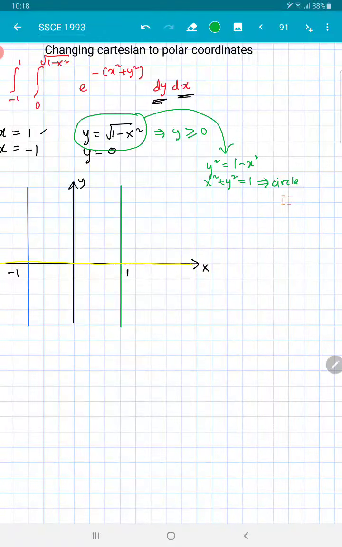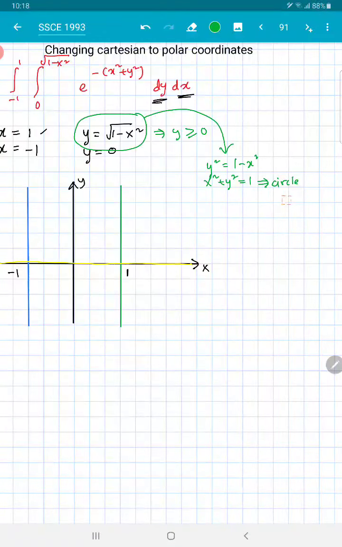Now let's get the limits for theta and r. First, the limits for theta. Remember, theta is measured from the positive x-axis, and we draw an angle from here in the anti-clockwise direction. As you can see, it stops on the negative x-axis. So theta starts from the positive x-axis, which means theta is 0, and it stops on the negative x-axis where theta is equal to pi.